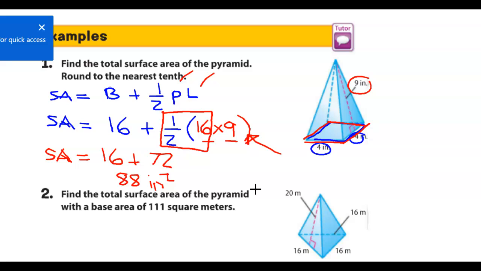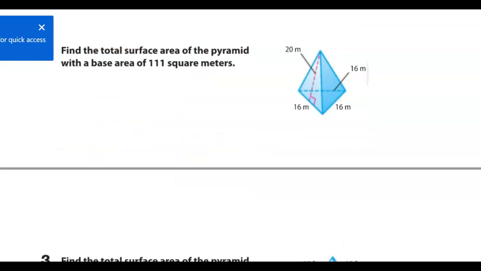Number 2 is going to be a little bit trickier because you can see that the bottom is going to be a triangle down there. So we're going to do that a little bit differently. Okay, let's take a look at that. All right, find the total surface area of the pyramid with a base of 111.